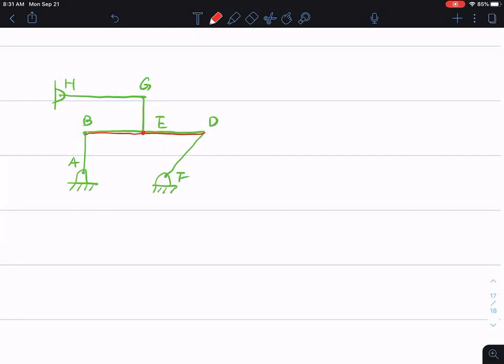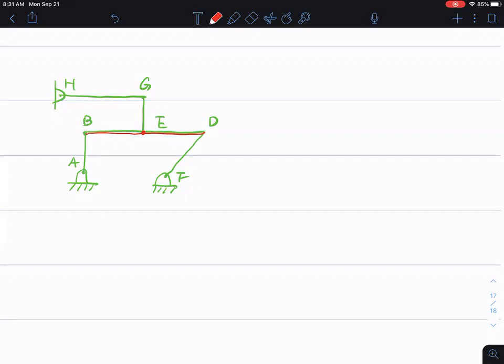One, two, three, four, five. We have 5 rigid bodies. And how many instant centers should we have? If you have 5 rigid bodies, you would have 5 instant centers. There's a possibility some of the instant centers can overlap with each other, but you can find up to 5 instant centers.